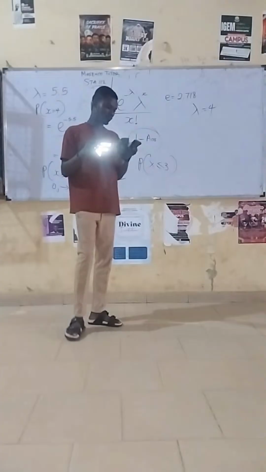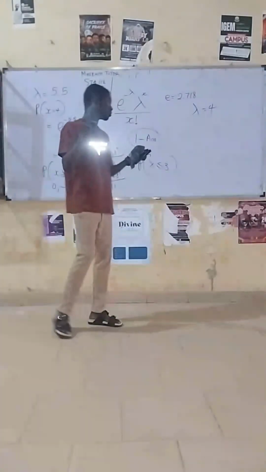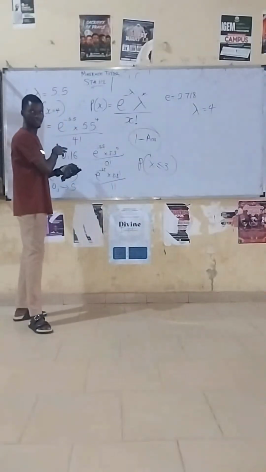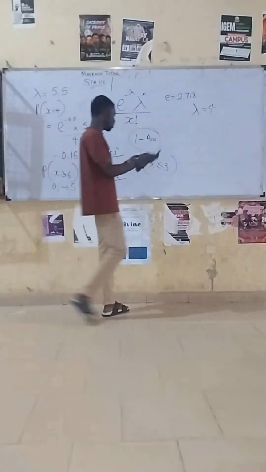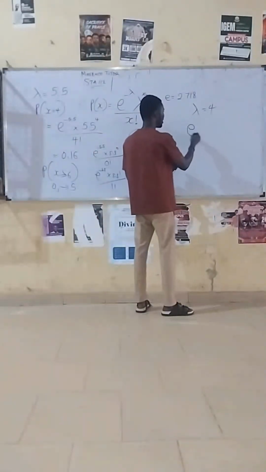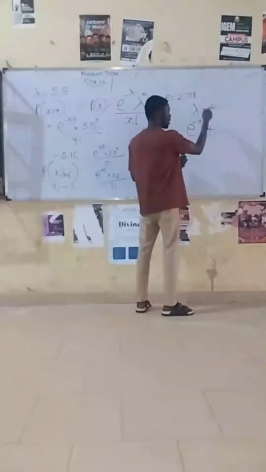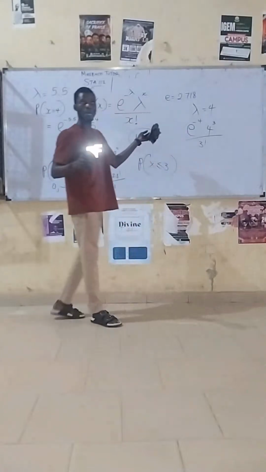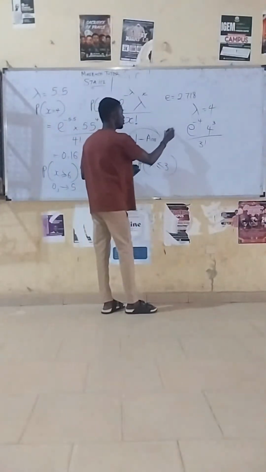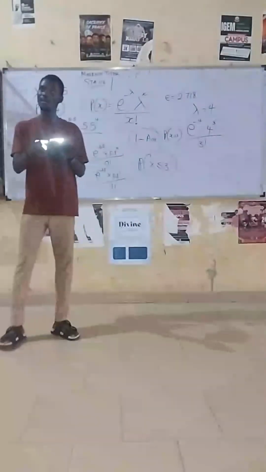Now if lambda is 4, we have to find the probability of x equals to 3. So we can also find it, right? So this is lambda. We're finding x equals to 3. If x equals to 3, that means exponential minus lambda, minus 4, then 4 raised to power x, that's 3, all over 3 factorial. That's how we solve for probability of x equals to 3. That's for number 15, the first part.